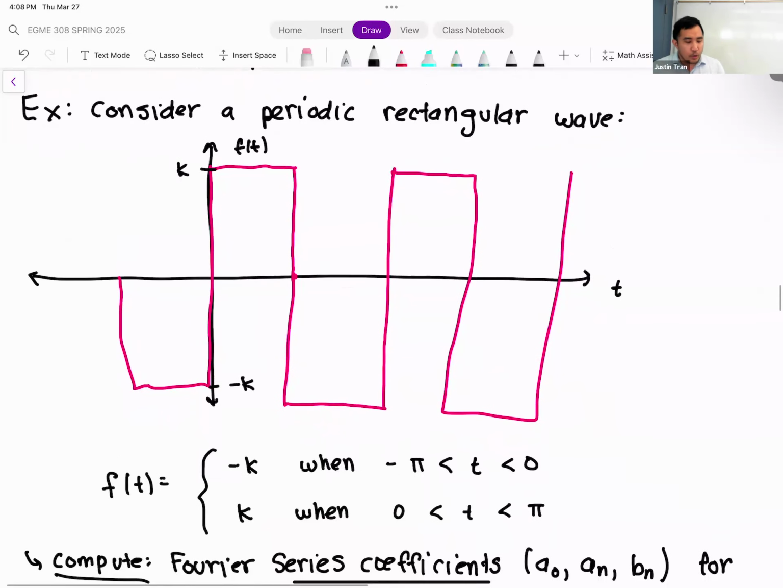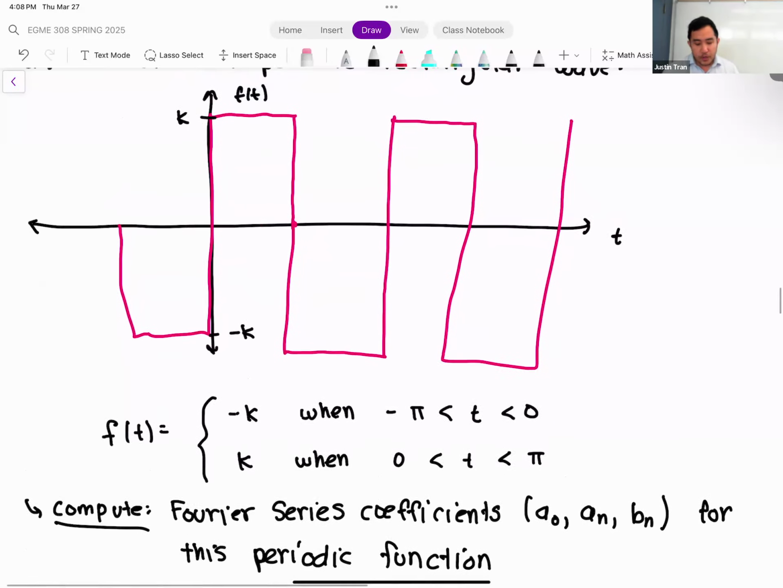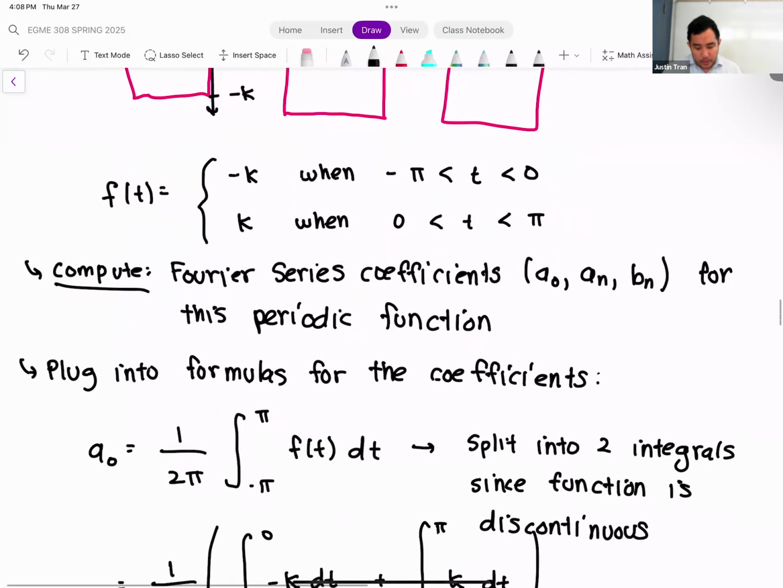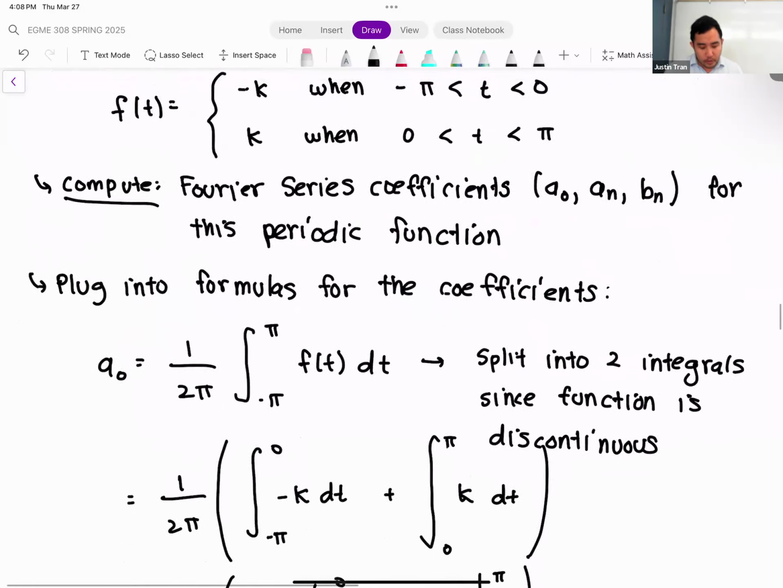Okay. So the one example that we did last time was a rectangular wave where our function goes between these two values, minus k to k, and we want to compute the Fourier series coefficients for this periodic function. Okay. So you can see here that it's a square wave, it repeats itself, and so it satisfies our criteria for a periodic function. Okay. And so what we did, we went through all three of those formulas.